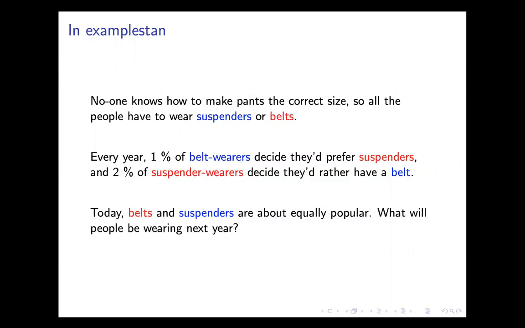So what will people be wearing next year? In 5 years? In 100 years? Well, if the world will still be the way we know it.